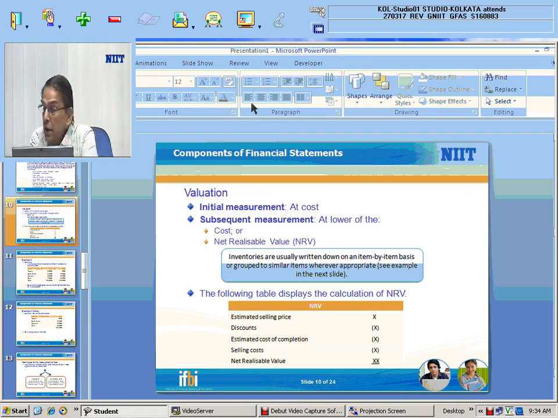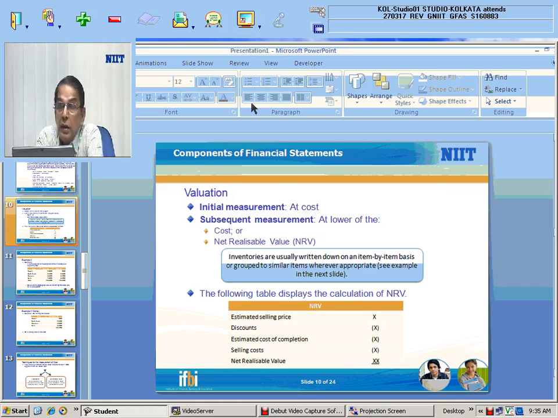So inventories are usually written down. The value of the inventory can be written down on an item by item basis. So each item of inventory can be looked at, and subsequent measurement can be done. And if the net realizable value is lower than the cost, we have to write down the inventory because the initial measurement was at cost. So writing down of inventory will be required when, at the end of the year, you find that the net realizable value of the unsold inventory is less than their cost.